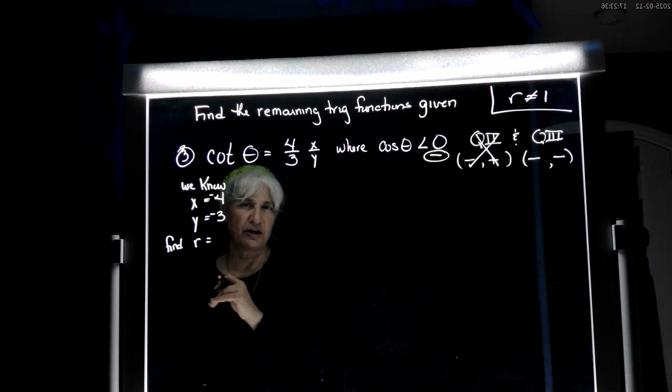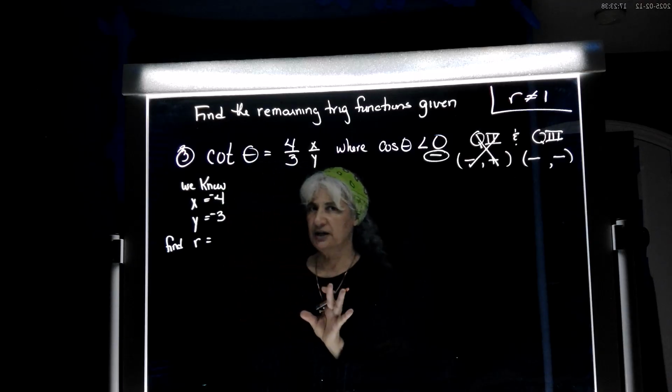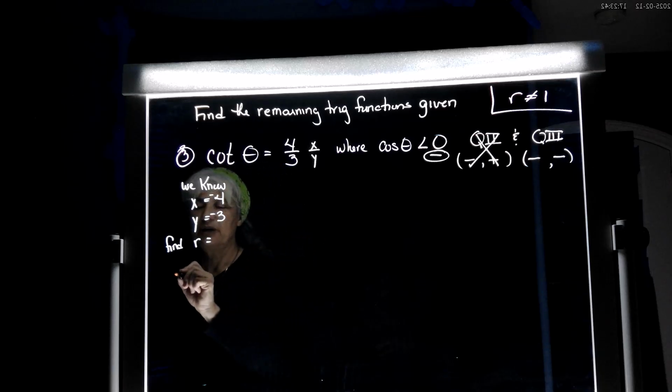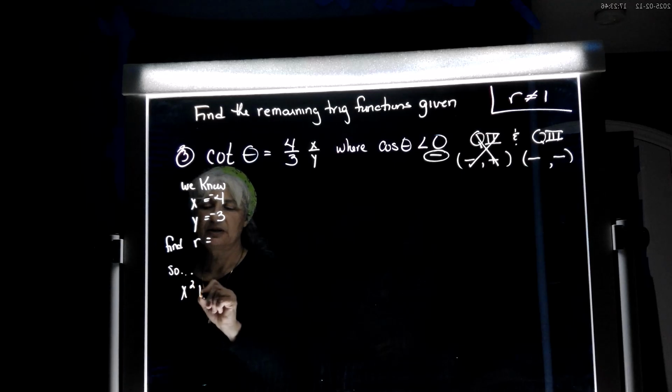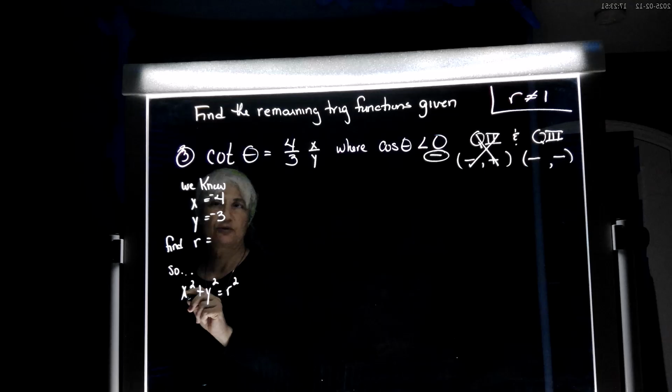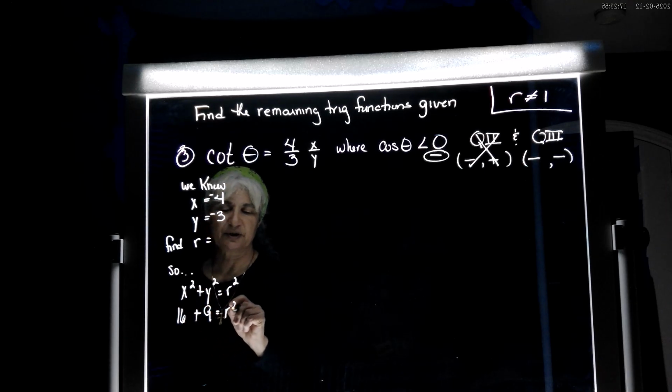Great. Find r. By the way, is r going to be positive or negative? Right. R is always positive because it's the radius. Okay, so x squared plus y squared equals r squared. X squared, so that's 16 plus 9 equals r squared.